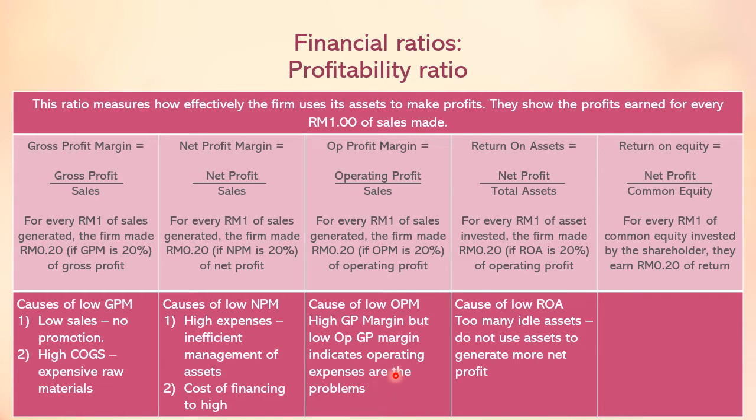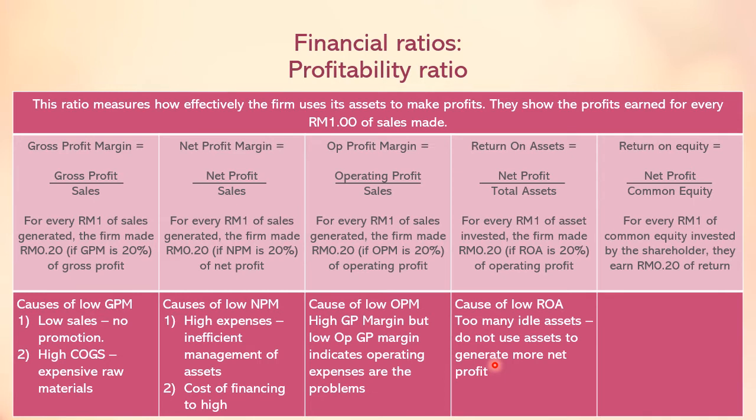Next, we go to the ROA, where we divide net profit by total assets. We want to know for every RM1 that we invested in the company, in the assets, how much profit we can generate. If you have too low an ROA, we use the same reason as having a low total assets turnover previously: because you have too many assets that you cannot use to generate more net profit.